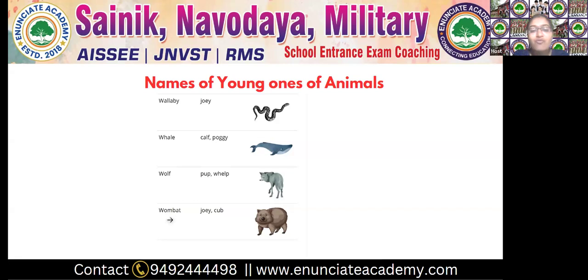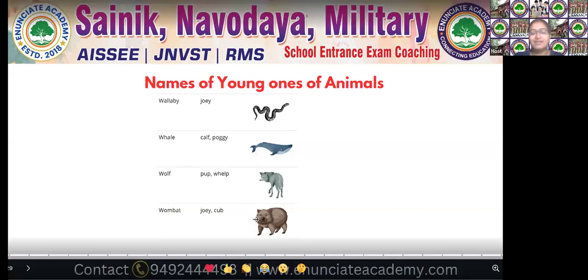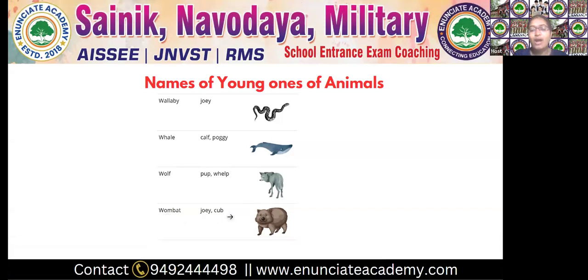And the young one of wombat. This is wombat, children. How many people have seen this wombat? Please raise your hands. Very good, Padma. Where did you see this animal? But I didn't see. This wombat, the young one of wombat is called a joey or cub.